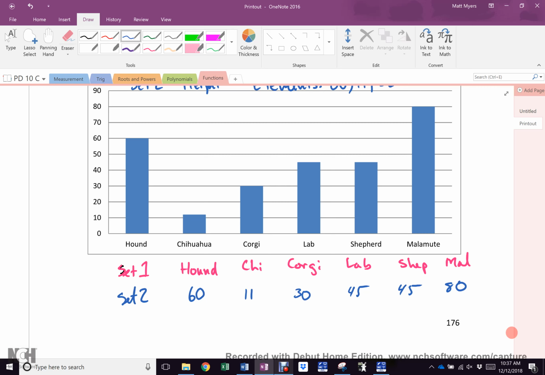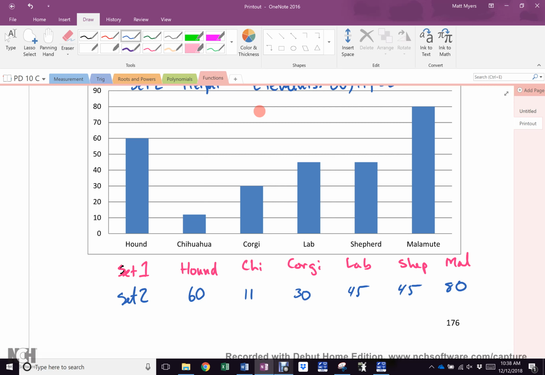Lab and Shepherd are the same. Lab relates to two different heights. The two different heights relate to two different dogs. Here's what I mean. How tall is a Corgi? How tall is a Lab? 45. No, average dog heights, Selena. How tall is a Malamute? 80. Everybody cool? Easy peasy, right?